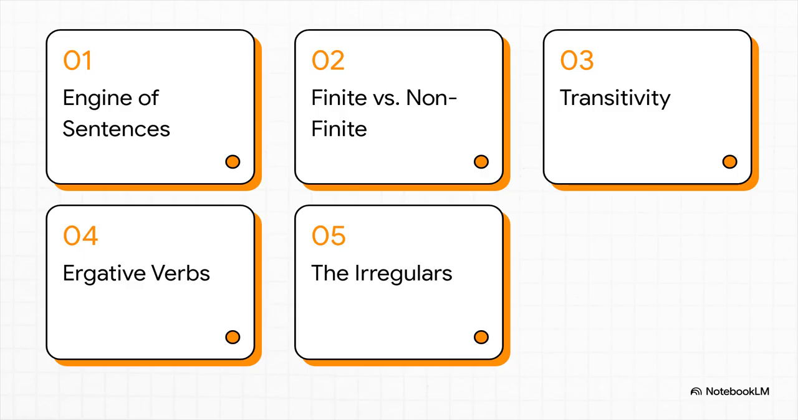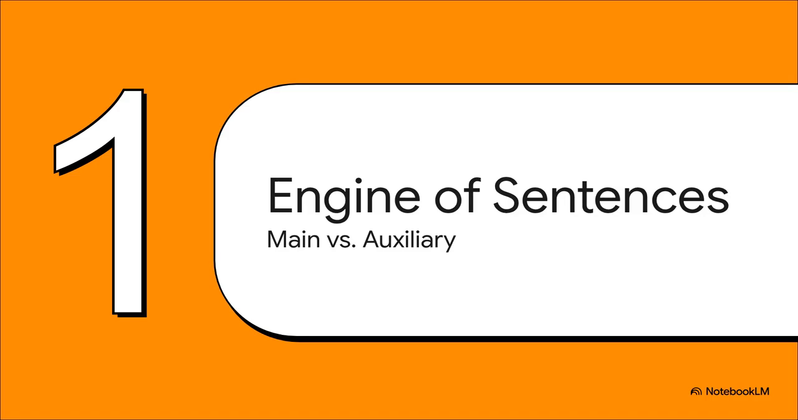So here is our roadmap for the explainer today. We're going to untangle this rather dense grammar rulebook over the next few minutes by hitting 5 key areas: the engine of sentences, finite versus non-finite verbs, playing the object game with transitivity, exploring the shape-shifting world of ergative verbs, and finally, we'll look at the ultimate rule breakers, the irregulars. All right, let's kick things off with part 1, the engine of sentences.